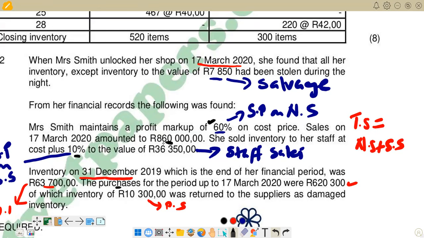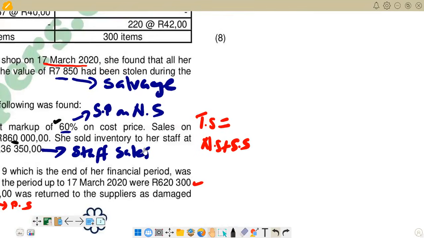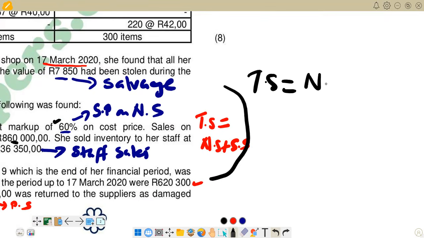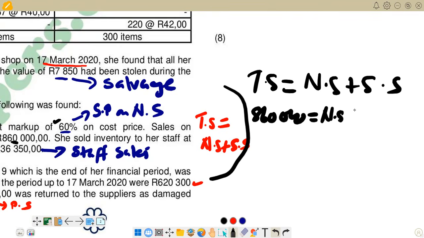We are saying this is our total sales, but we are given the figure for staff sales, so we can find the figure for normal sales. Total sales is equal to normal sales plus staff sales. Our total sales given is 860,000, normal sales is the figure that we are looking for, and our staff sales given here is 36,350.